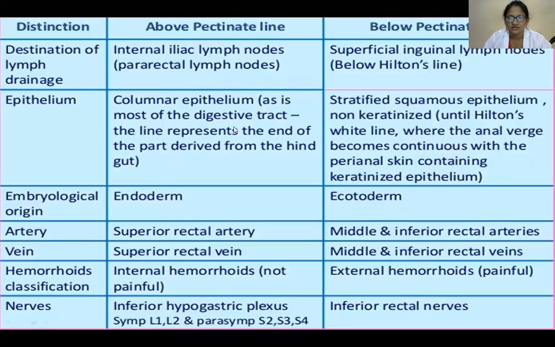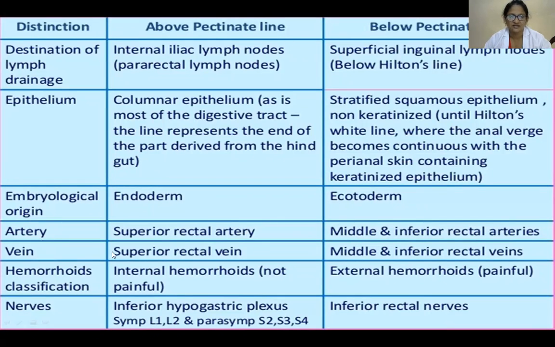Next, these are the important facts of the anal canal. Lymphatic drainage: above the pectinate line, it drains into the internal iliac lymph nodes, whereas below it drains into the superficial inguinal lymph nodes. Epithelium: above is columnar epithelium, whereas below is stratified squamous non-keratinized epithelium. Embryologically, above the pectinate line it is endodermal in origin, whereas below it is ectodermal in origin, because it is cutaneous.